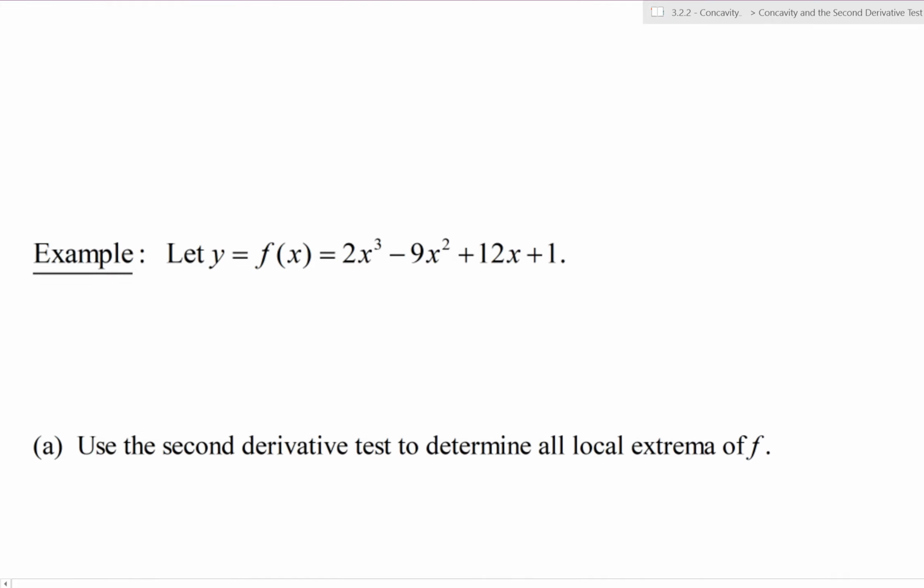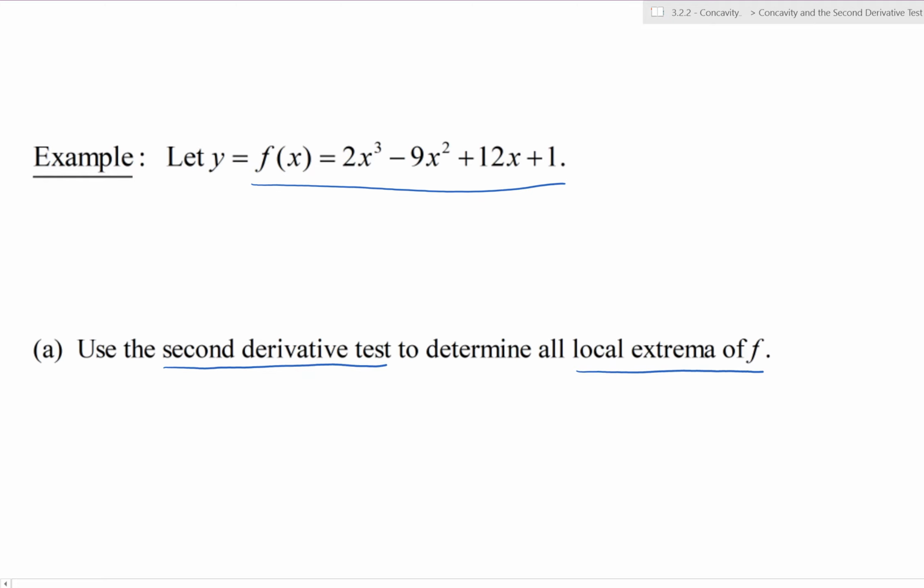Here is an example. Consider this polynomial function: f of x is equal to 2x cubed minus 9x squared plus 12x plus 1. Part A, we're going to use the second derivative test that we just discussed to find all the local extrema of the function, assuming it's possible. Again, it's a polynomial function, so I know its derivative is never undefined, and the critical points are always going to be type 1 critical points. Let's go and find those critical points.